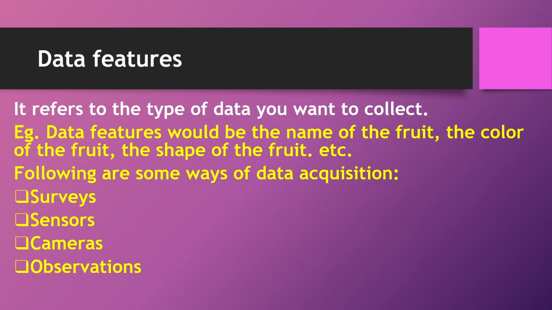Below are some of the ways to collect the data. We can do surveys, that is customers' feedback and reviews. Sensors: the data collected from various sensors to track the conditions of physical things that can be monitored in real time. Next is cameras, live data from surveillance cameras and web cameras. Then we have observations, reading and analysis, trends. Then we have one more, not mentioned here, that is API, application programming interface. All these are ways of data acquisition.